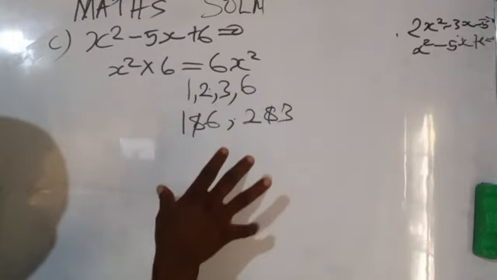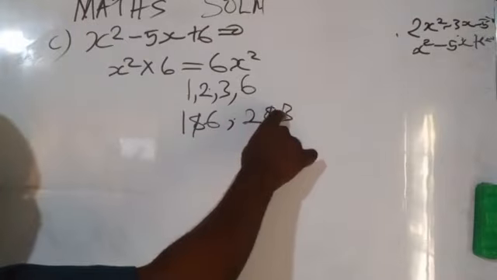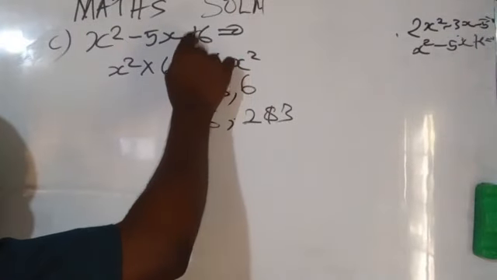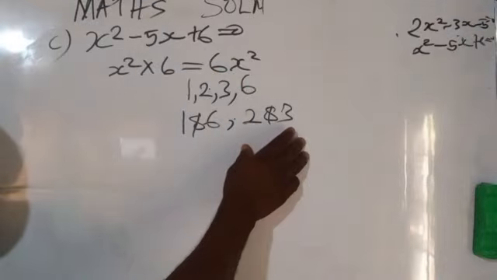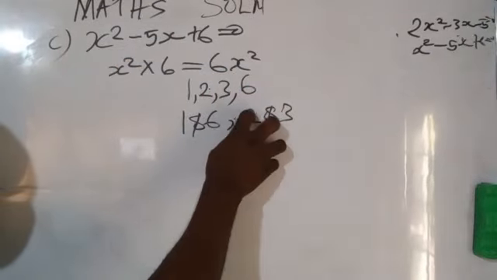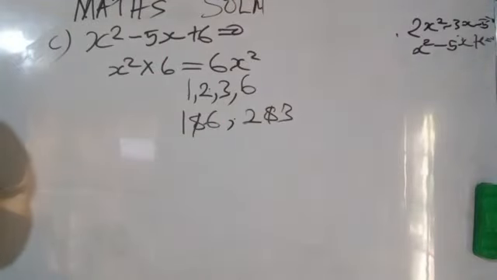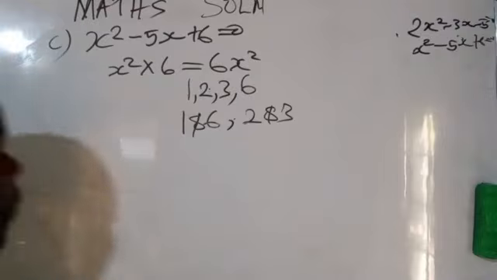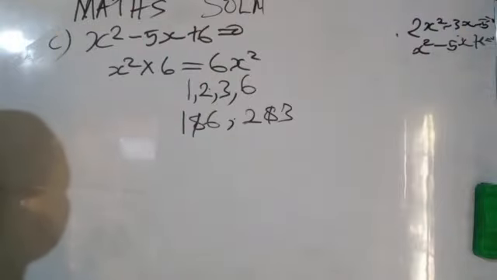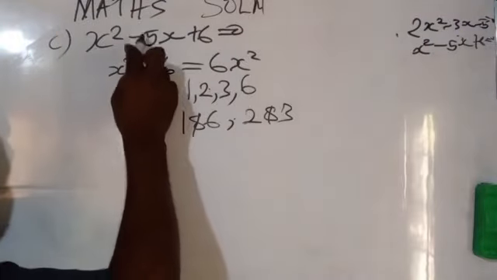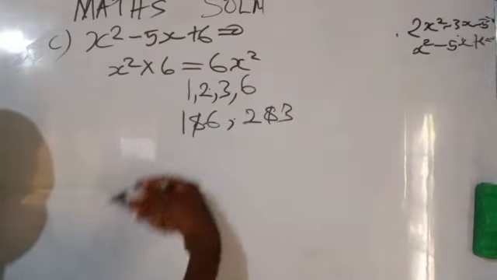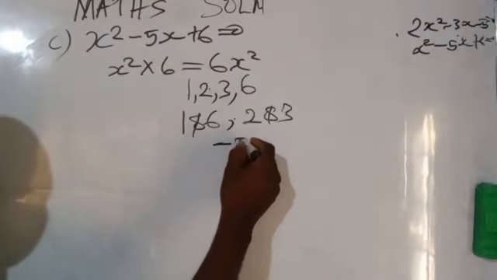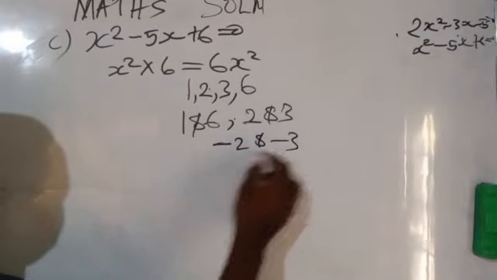But if we were to use minus and minus, good. Now, minus 2 times minus 3 will give us plus 6 here, which satisfies the last term. Then the second term now, if we have minus 2 minus 3, it is going to give us minus 5x, which means the one that satisfies both the second term and the last term is minus 2 and minus 3. So we are going to use minus 2 and minus 3.